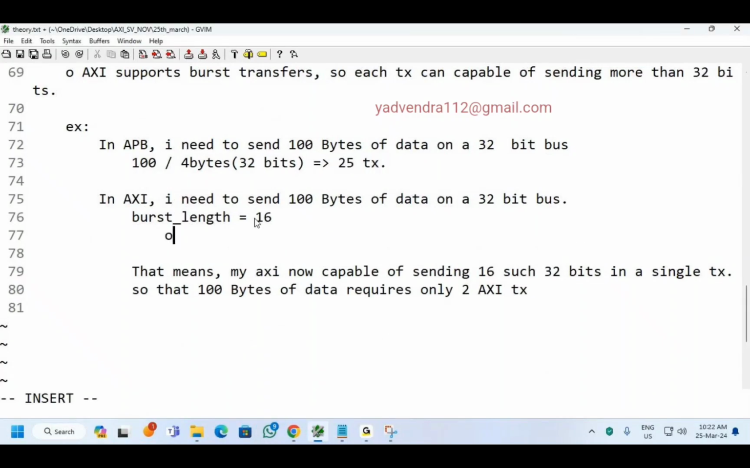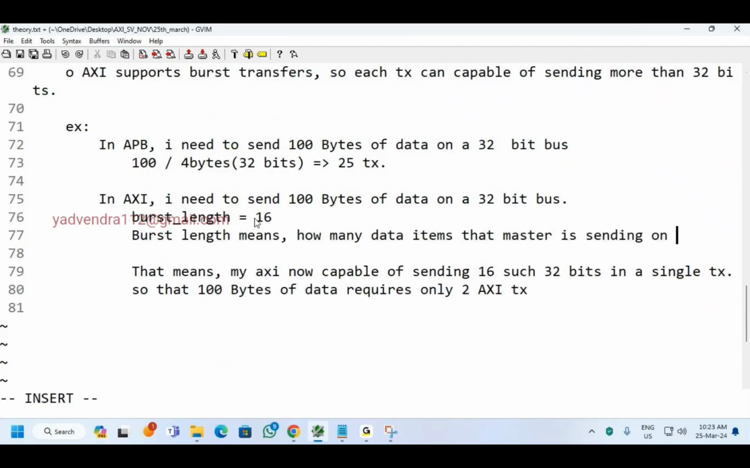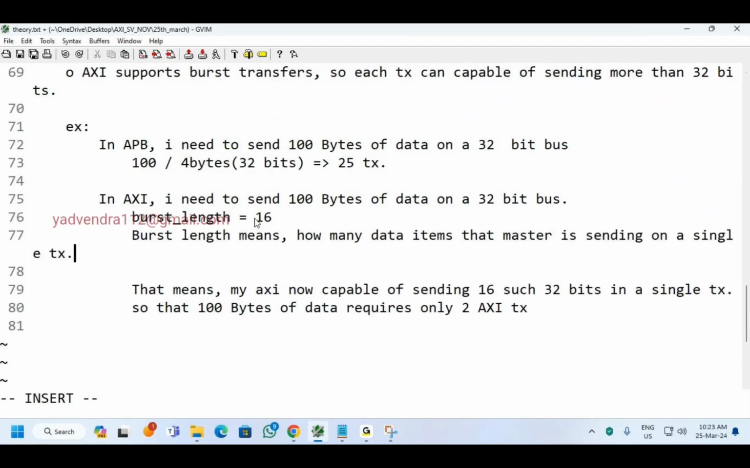Burst length means how many data items the master needs to send, the master is sending on a single transaction. Or the master is receiving on a single transaction. So this is what the burst length means. That means in a single transaction, I am sending 16 32 bit items.